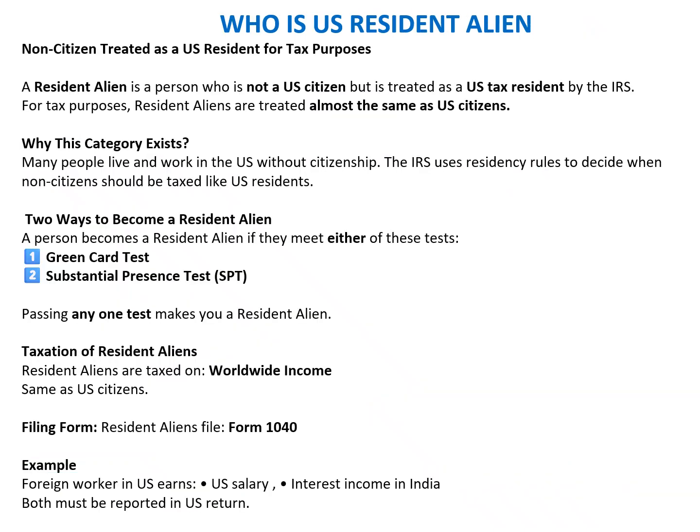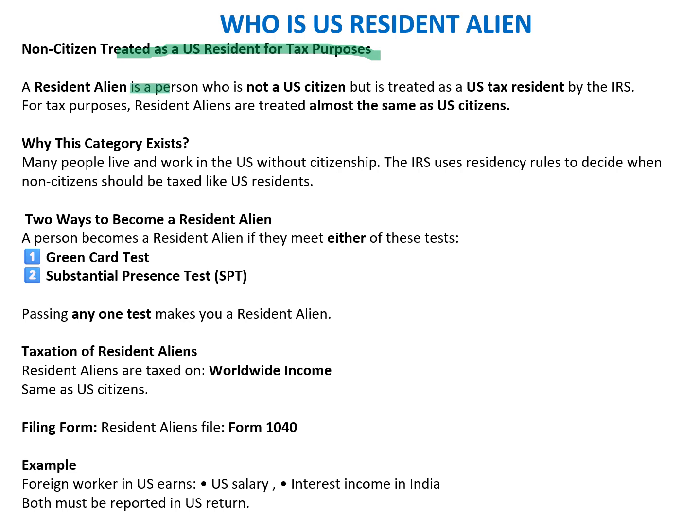Okay. Now, having understood the concept of a US citizen, the next category is the US resident alien. This means he is not a citizen, but a non-citizen is treated as a US resident alien for tax purposes. So a person who is not a citizen of the US is treated as a resident alien, but on what conditions? We'll look at those conditions here.